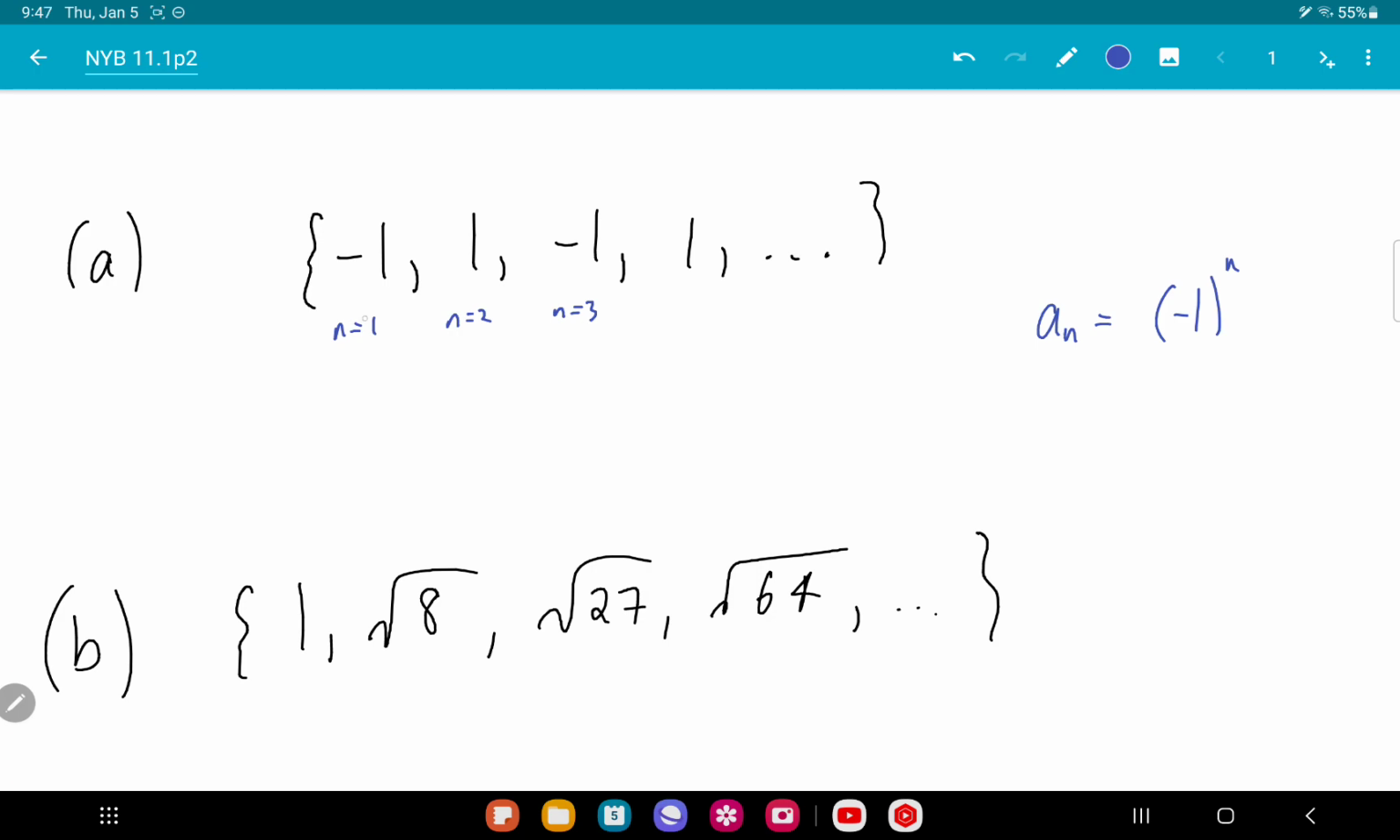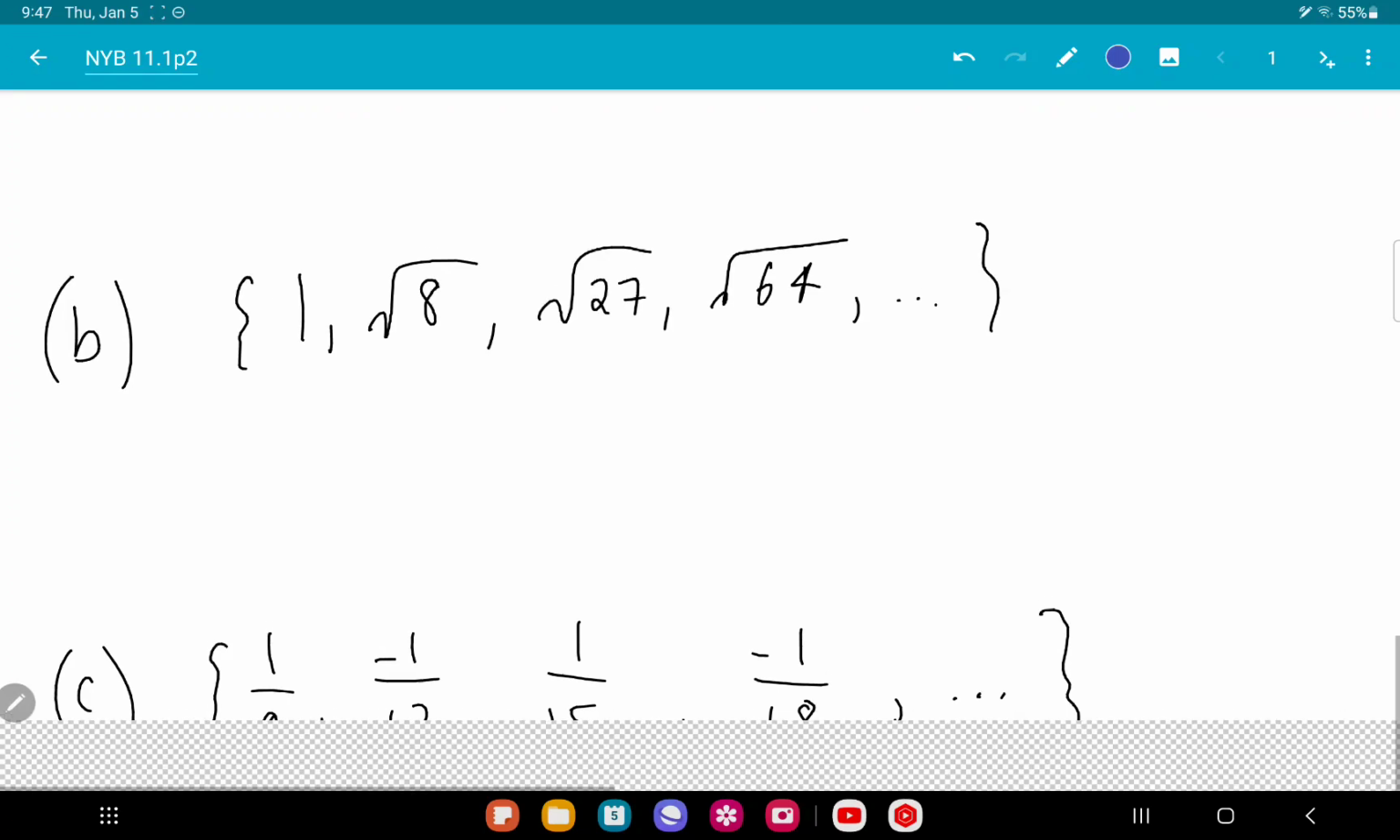So when I plug n equals 1 into here, do I get the first term over here? Yep, yes I do. And when I plug n equals 2 in here, I get -1 squared, which is indeed the second term here. So I am happy with this guy here. Guess and check.